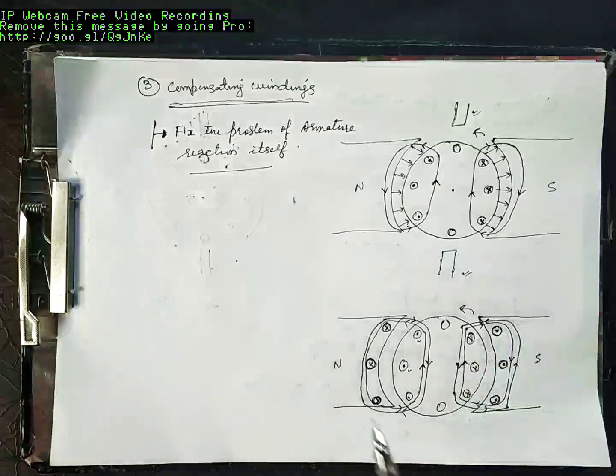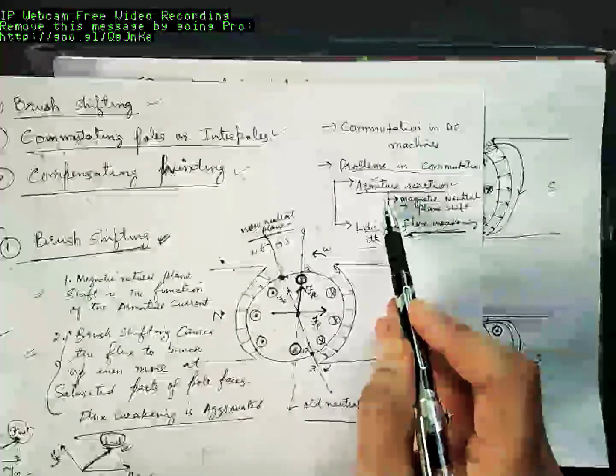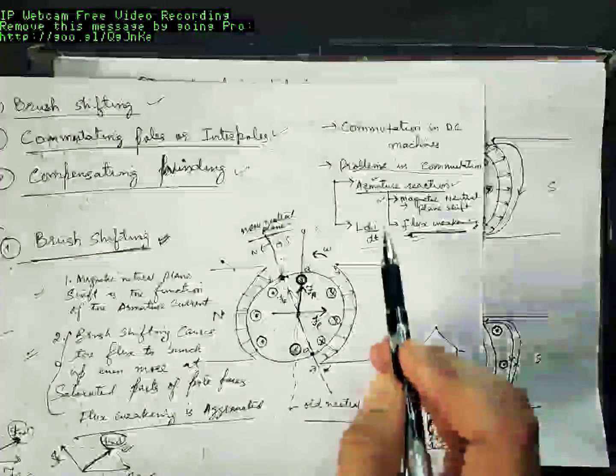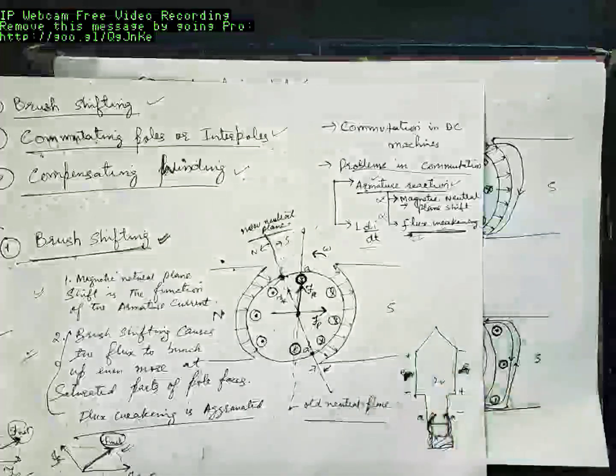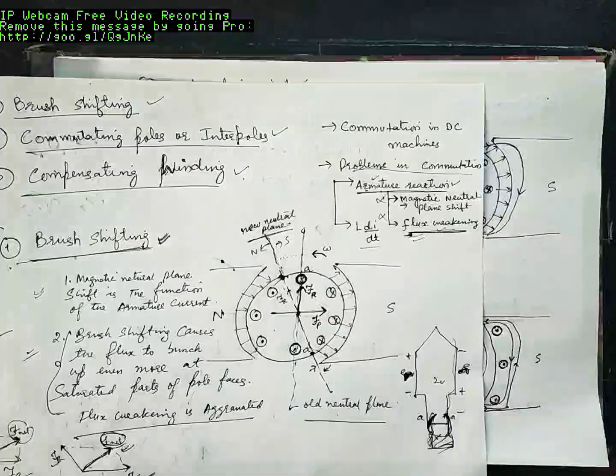They cancel the effect of armature reaction at each and every point. When there is no armature reaction, there won't be magnetic neutral plane shift. Neither will there be flux weakening. So it basically solves both the problems. Now we neither have the problem of magnetic neutral plane shift nor a problem of flux weakening.